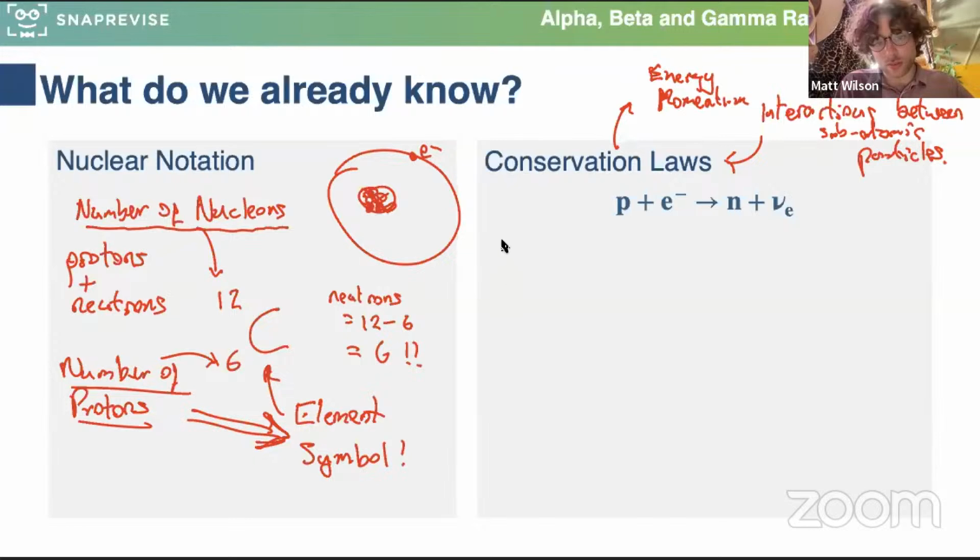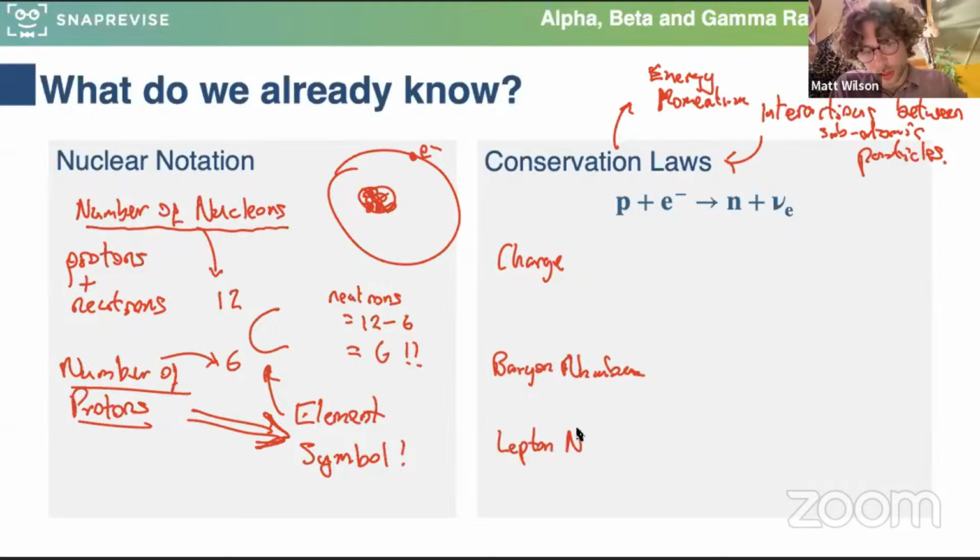So those are the conservation laws for charge, conservation law for baryon number, which is a bit like mass, and the conservation of lepton number. And lepton number is not really like anything else. Lepton number is this very special subatomic concept. Okay, so let's start with charge.